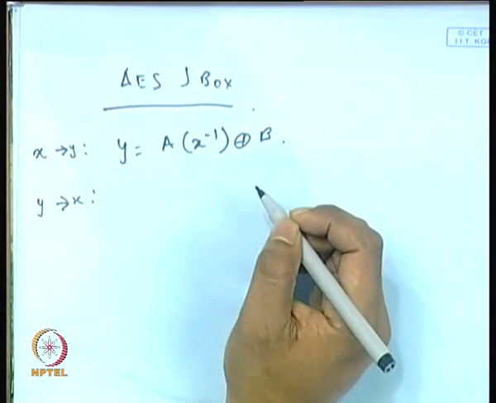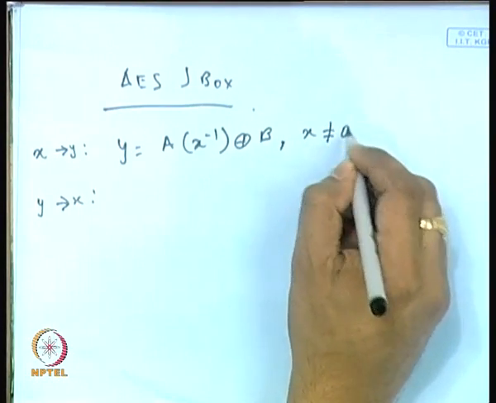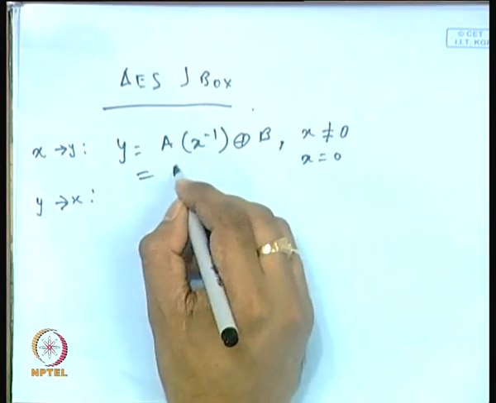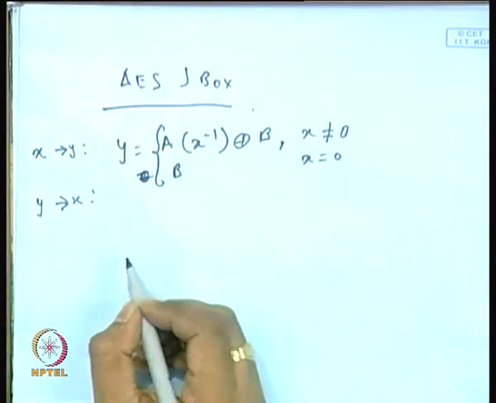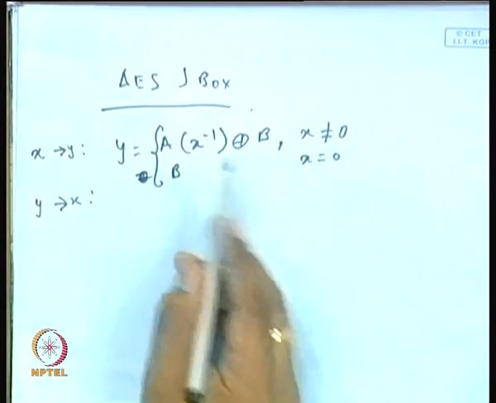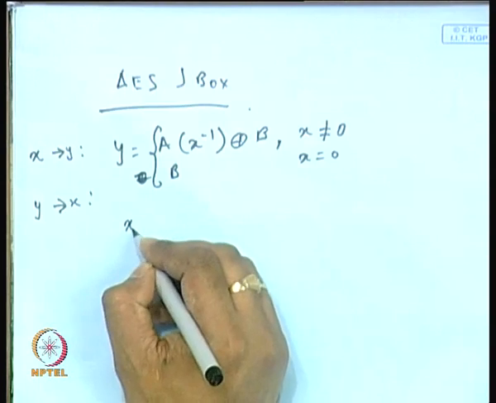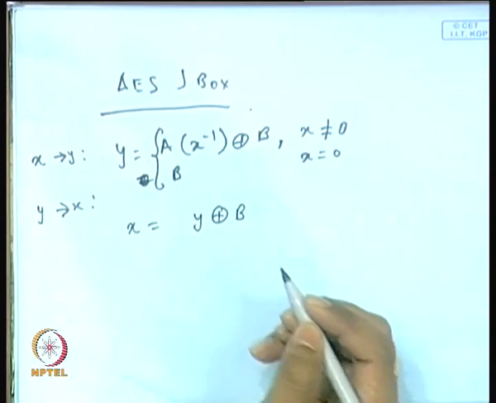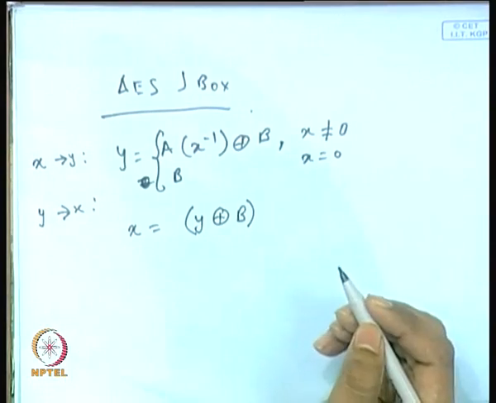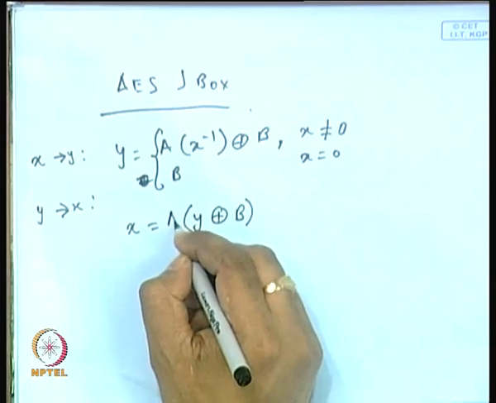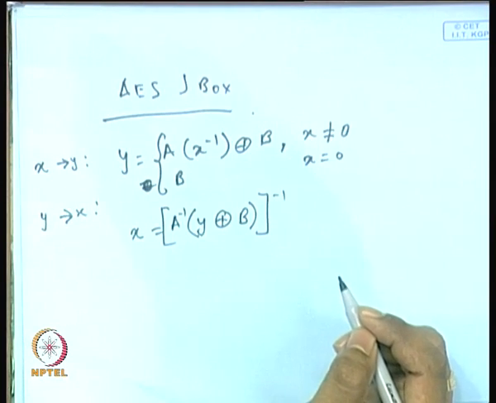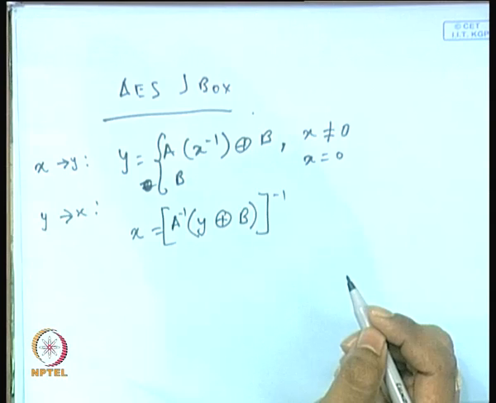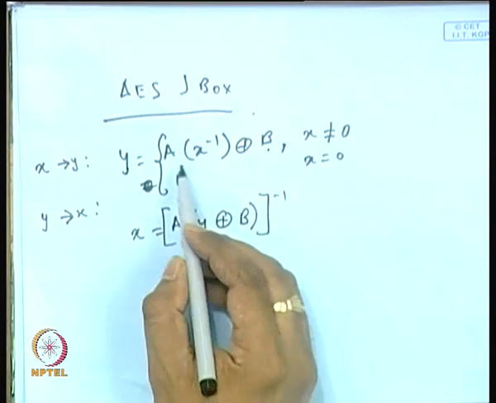So this was when X was not equal to 0, and when X was equal to 0, we had Y equal to B, because X inverse was 0 in that case. So when you require an inverse, you can do it like this: Y XORed with B, and then you multiply with A inverse, and then you take the finite field inverse, right? I have just taken Y and XORed it with B, and you get A X inverse.